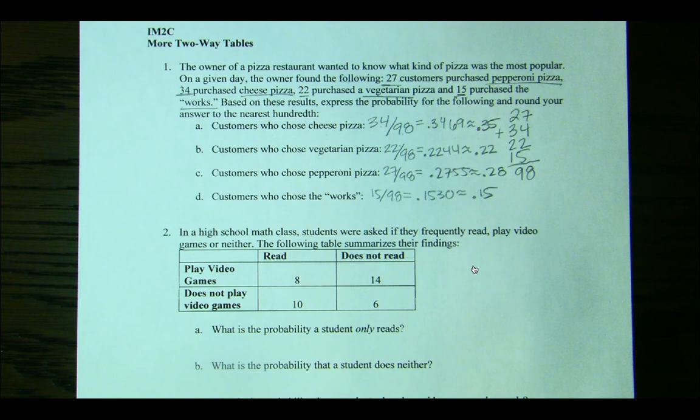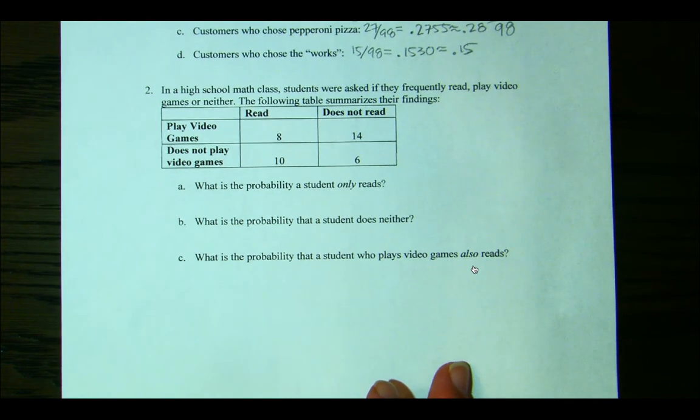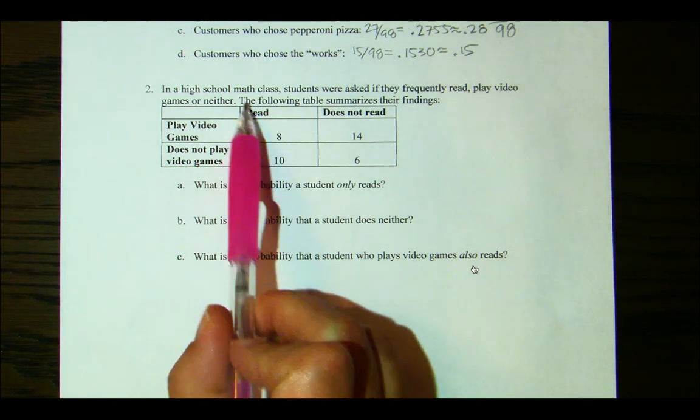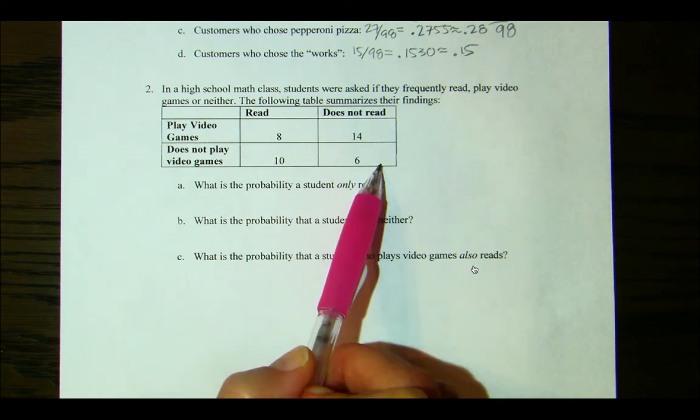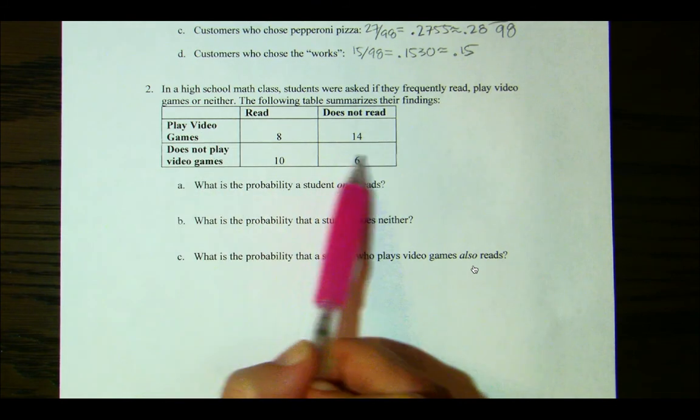So for our next example, in a high school math class, students were asked if they frequently read, play video games, or neither. So I want to know, are they doing one, both, neither? The following table summarizes their findings. So notice I have a read column, does not read column, play video games row, does not play video games row.